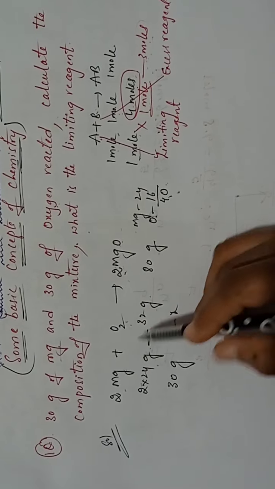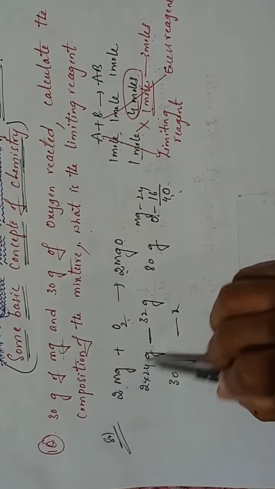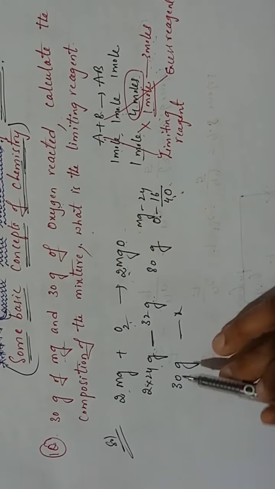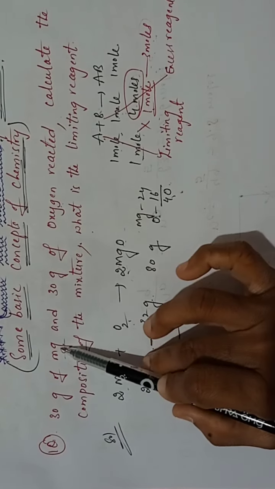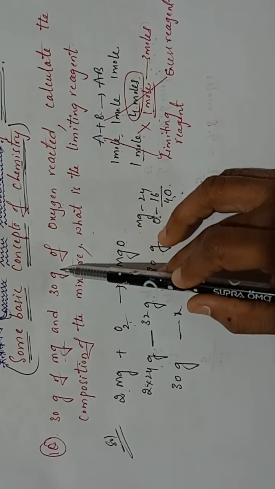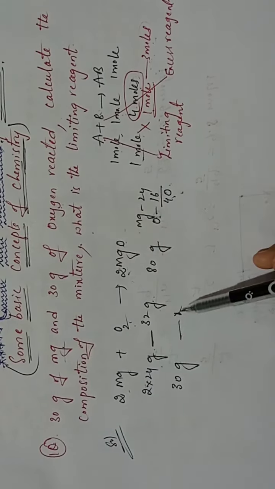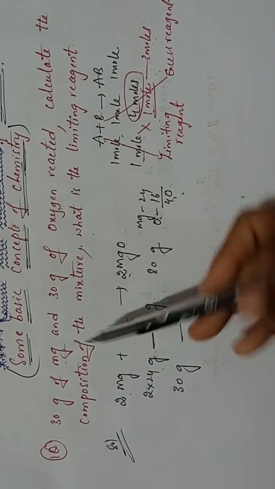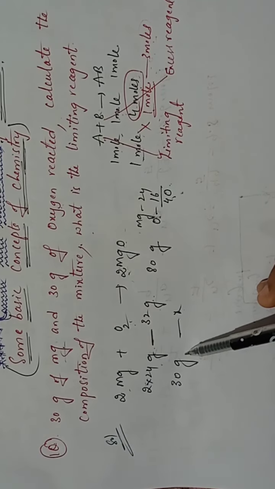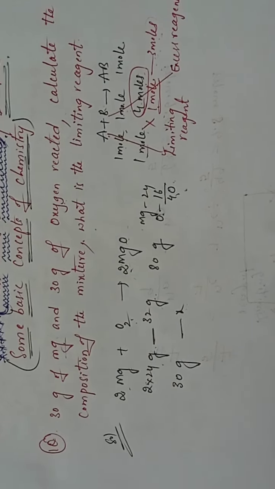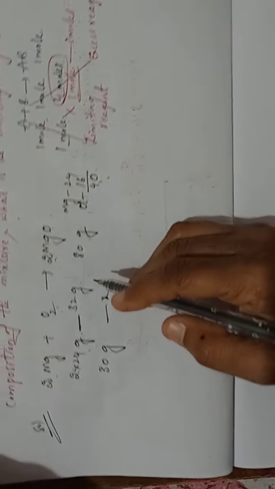Are you understanding? See here, 48 grams of magnesium requires 32 grams of oxygen to produce 2 moles of MgO. Here, according to the question, magnesium, how many grams given, students? 30 grams now, and oxygen 30 grams given. I am going to calculate oxygen mass. So I'm checking whether oxygen is the excess reagent or limiting reagent. So that's why I'm taking magnesium first. 30 grams of magnesium you take. You have to find the oxygen mass. So how much, students? X is equal to, now do cross multiplication.